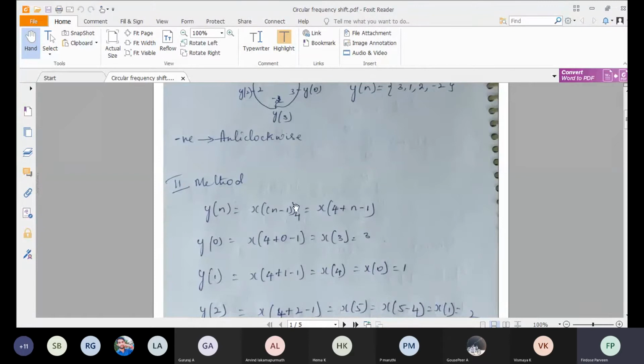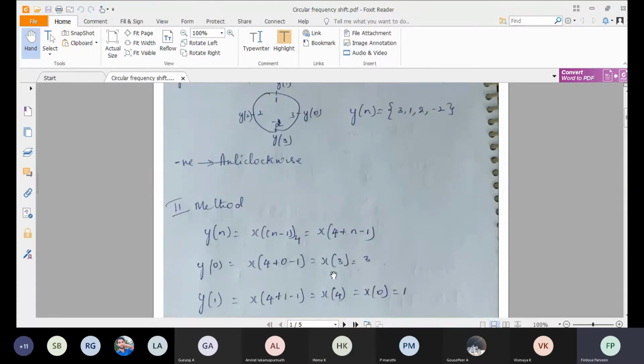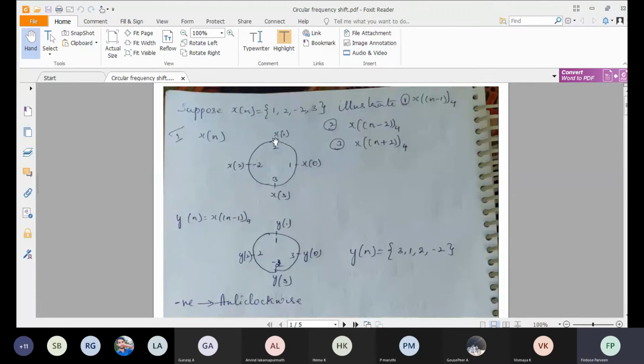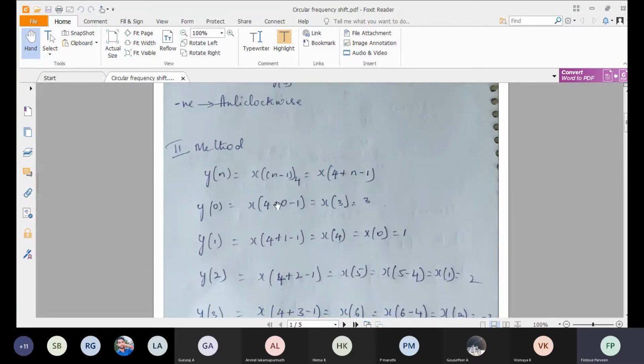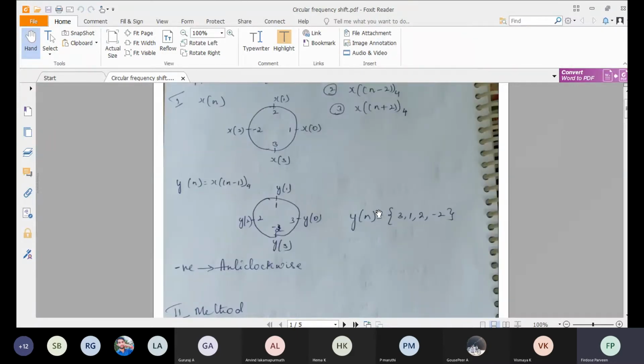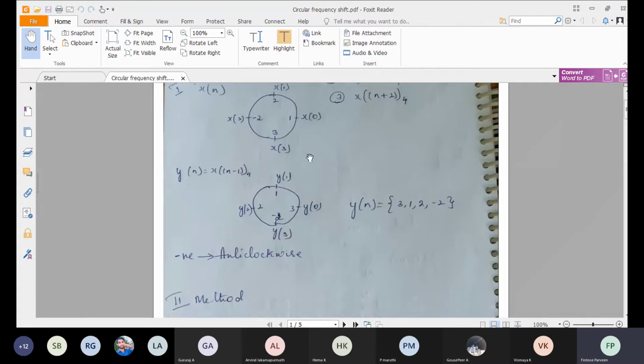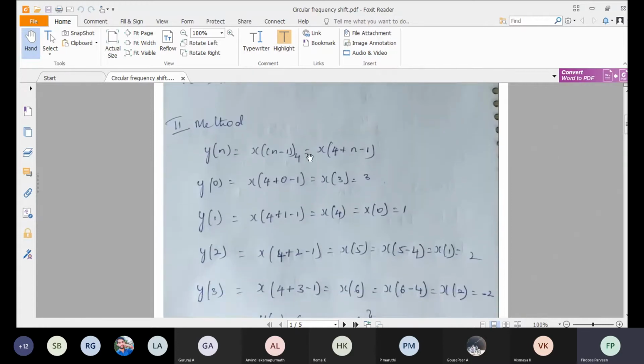When I am putting n is equal to 1, it is x of 4 plus 1, 5, 5 minus 1, it is 4. So we already know x of 4 is nothing but x of 0. I have told it gets repeated. This is 0, 1, 2, 3. Again this becomes 4, 5, 6, 7. Either you can remember in that way, or you can subtract it with the number of samples. So 4 minus 4, it is x of 0. So what is x of 0? Given, x of 0 is 1. So it is equal to 1.